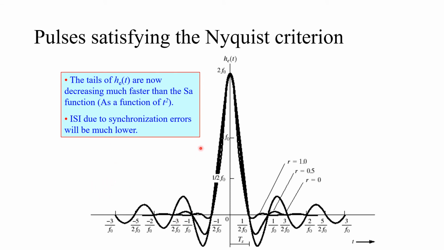So this is a raised cosine signal. The tail decreases much faster than the sa function, or the sample function, or the sinc function. And here the synchronization errors will be lesser than those of the sinc function.